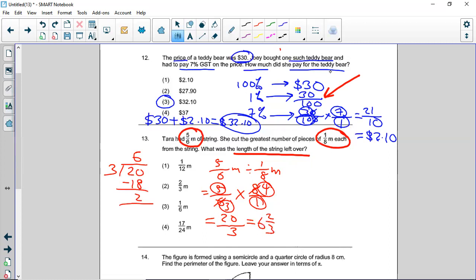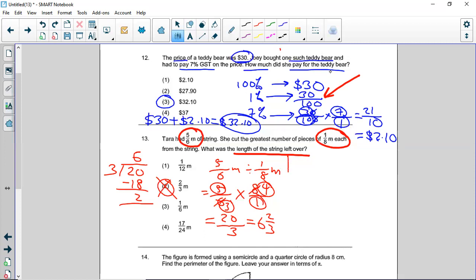What do you mean by 6 and 2/3? It means that you can cut into 6 strings, right? You can cut into 6 strings, and anyone who chose number 2 as your answer, that is wrong. The leftover string is not 2/3. So what is the leftover string?